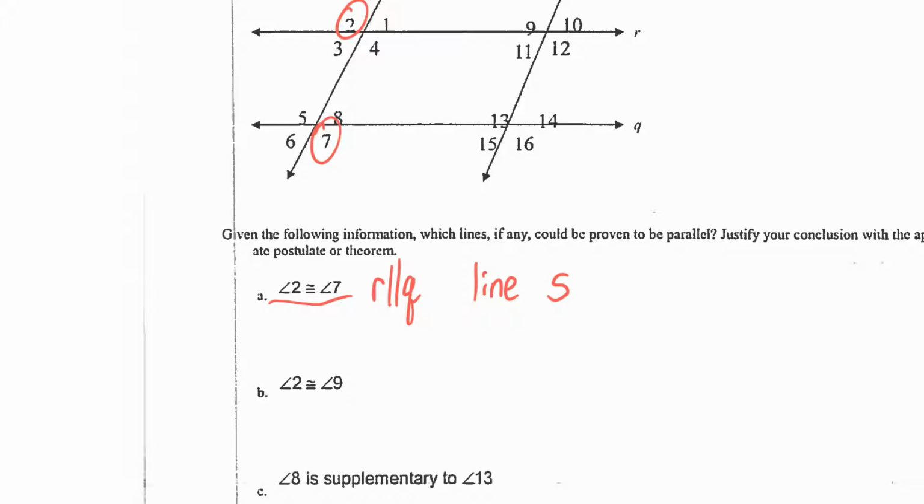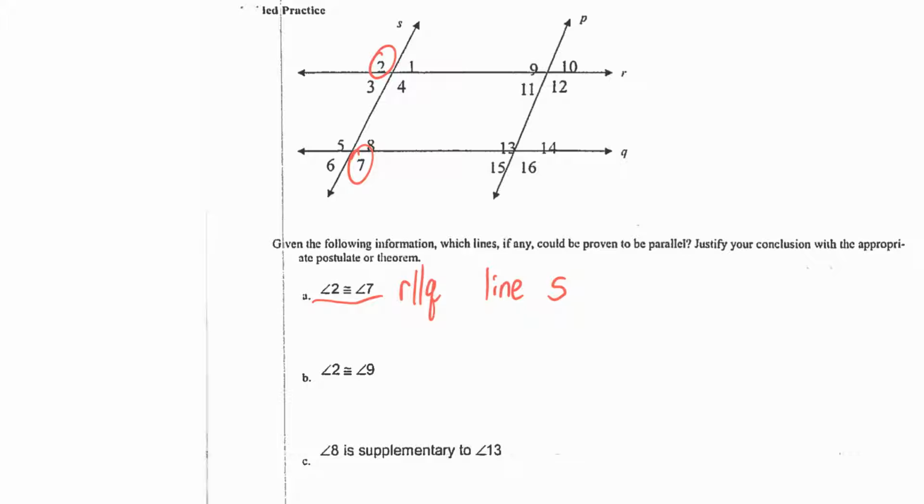We said if 2 and 7 are congruent, then R and Q are parallel, and that's true. Now, what type of angle pair are 2 and 7? They're alternate exterior. So I'm going to say by the converse of the alternate exterior angles theorem is how we know that. That's what the converse of the alternate exterior angles theorem says: if this is true right here, then these lines are parallel.